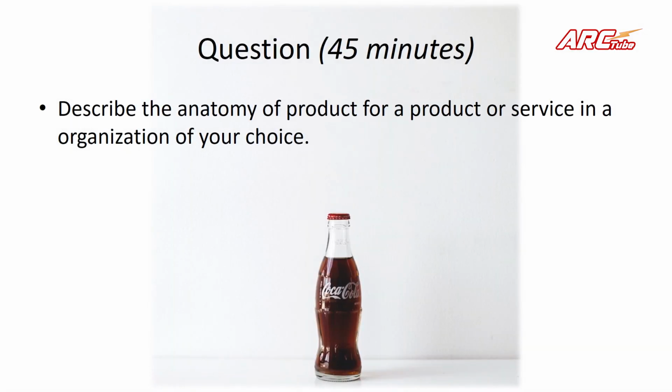Then to the 45 minutes question. Oh my God, what is this? It's about Coca-Cola. I love Coca-Cola. Right. So describe the anatomy of a product for a product or service in an organization of your choice. Now let's take Coca-Cola. So it's about what? The core benefit. It's about thirst. It's about taste. So that's the core benefit, the core product of that thing. The actual product is what? The Coca-Cola. So that's about the features, the ingredients you have, the packaging, the color of that Coca-Cola.